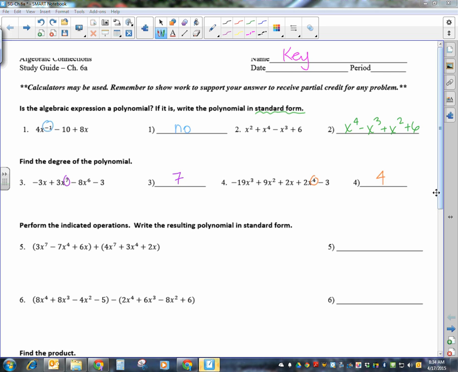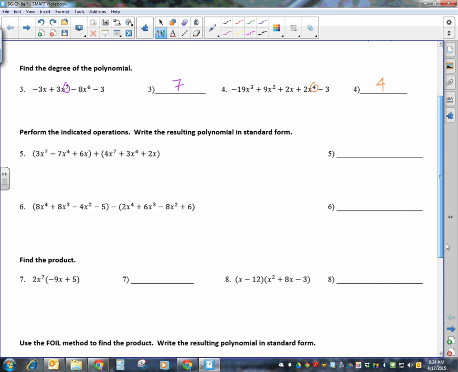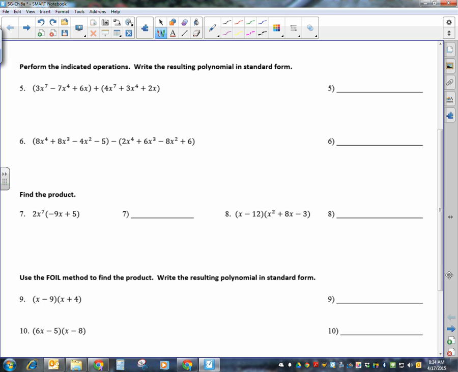All right, perform the indicated operations. Write the resulting polynomial in standard form. Okay? Now, this is a plus sign, so really all you're looking at is combining your like terms. So 3x to the 7th plus 4x to the 7th is 7x to the 7th. Okay, that's x to the 4th. I'm looking for any other x to the 4th, and there it is. So minus 7 plus 3 is minus 4x to the 4th.